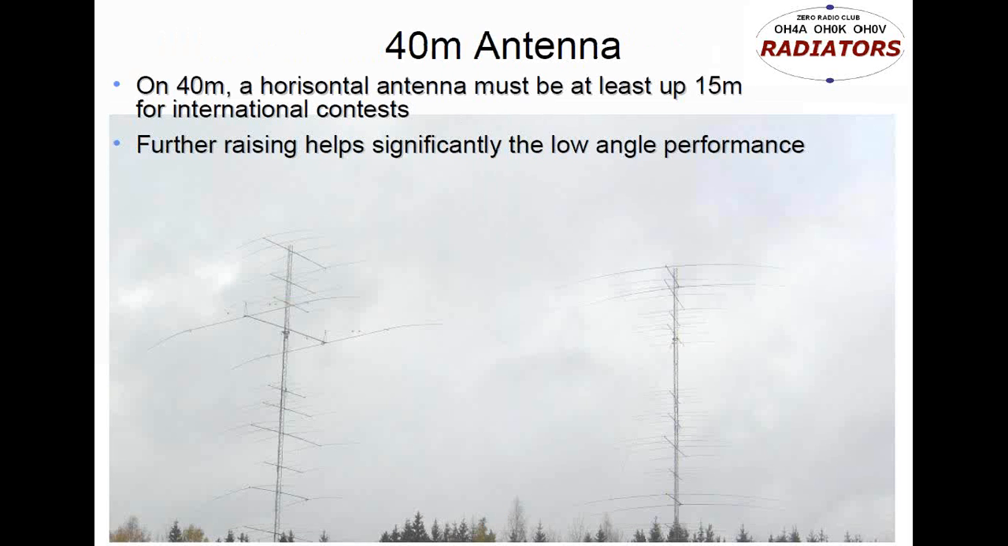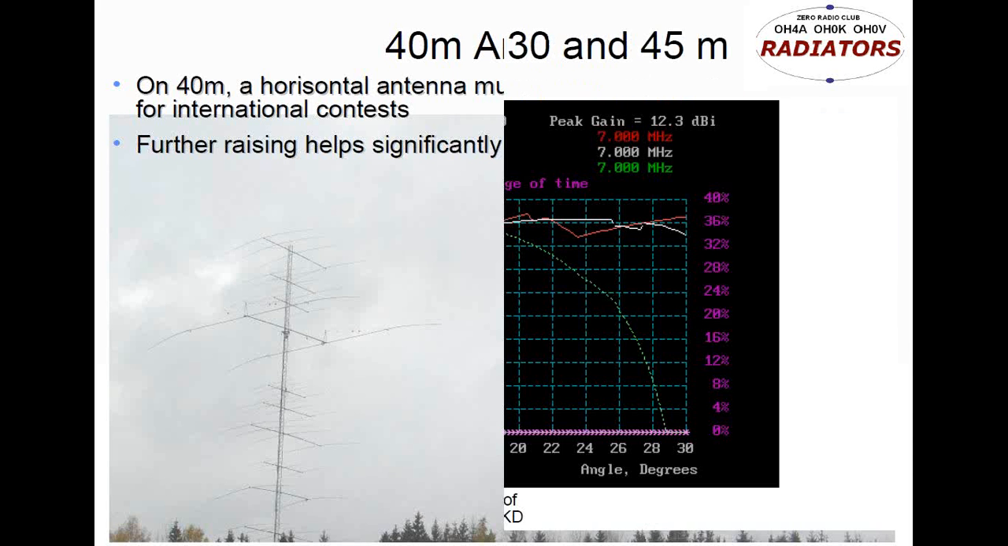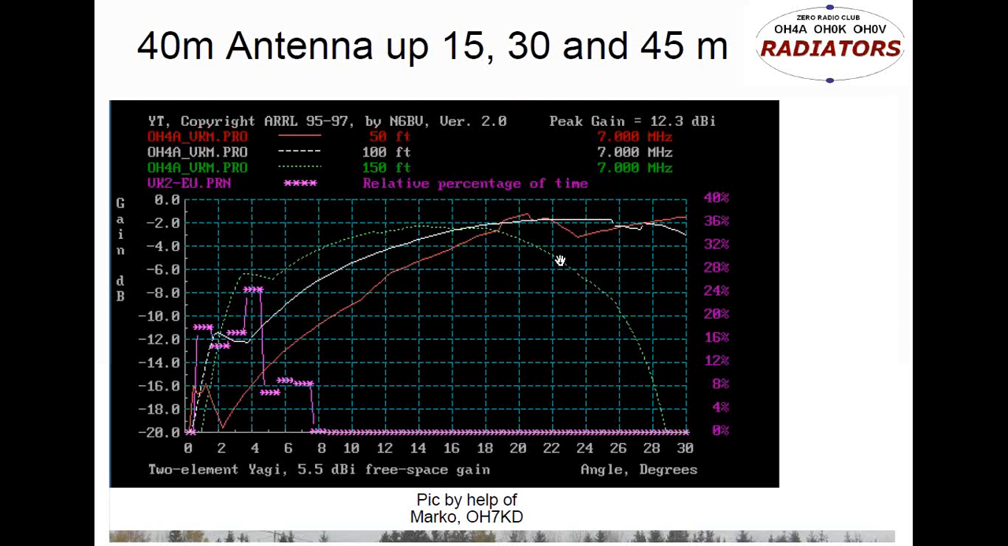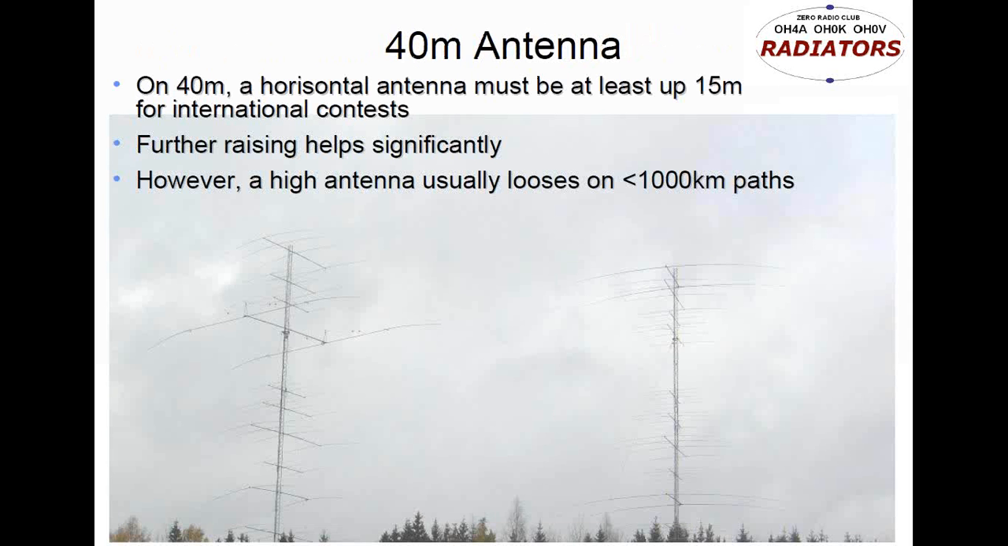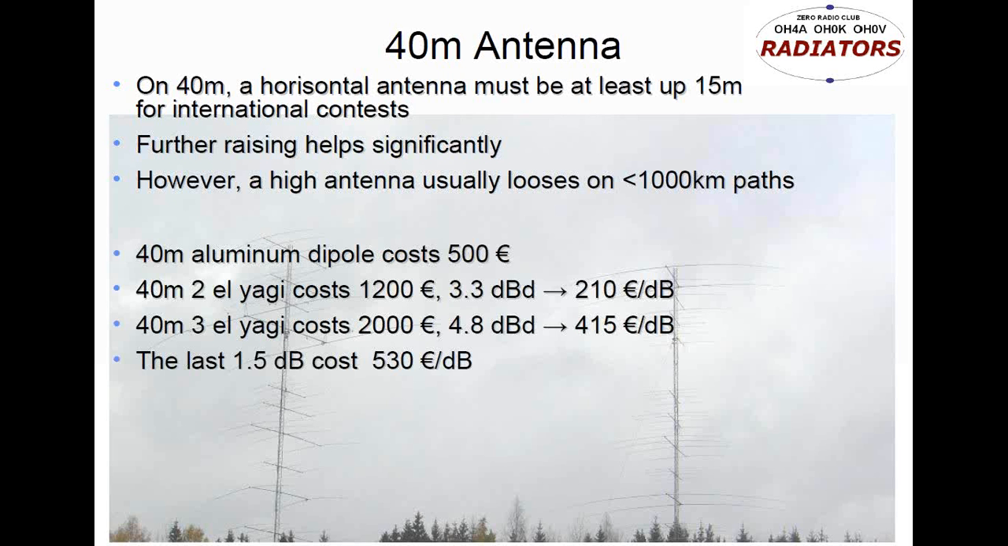So then going to 40 meters. A horizontal antenna must be up at least this 15 meters to be in any way usable in international contests. And if raising it up, it will help, and it will help dramatically. But if you go over one wavelength, you are going to see the same thing again, that the gain drops here for the high antenna and the lower antennas are better. The high antenna really loses to these lower antennas on paths of less than 1,000 kilometers.